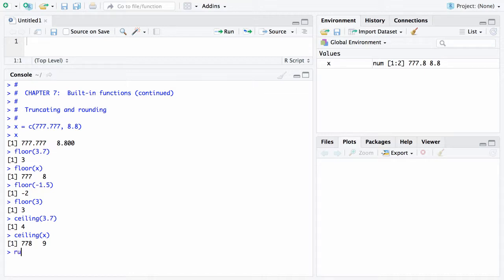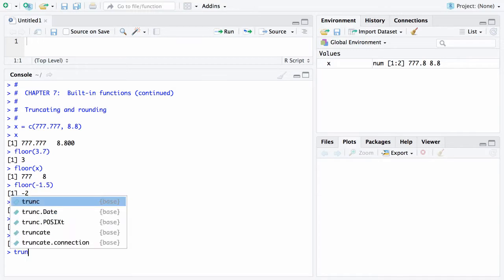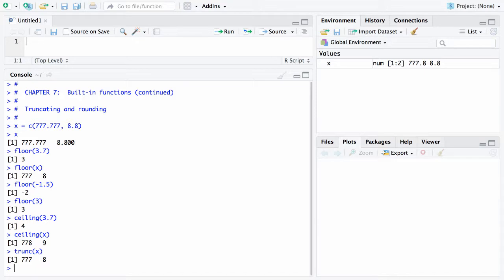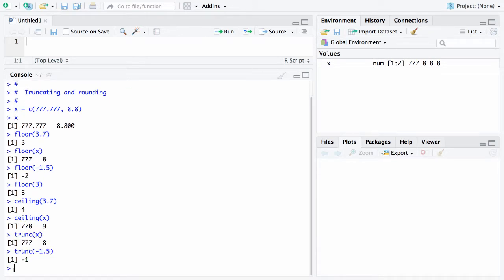There's another function called trunc, and this is for truncate. If you truncate the values of x, all it's going to do is erase whatever is to the right of the decimal point. So for example, if you say, I want to truncate negative 1.5, it will simply erase what's to the right of the decimal point and give you negative 1. So that will not always do the same thing that floor does. It will just erase what's to the right of the decimal point.